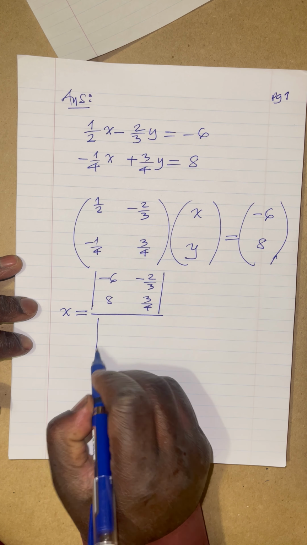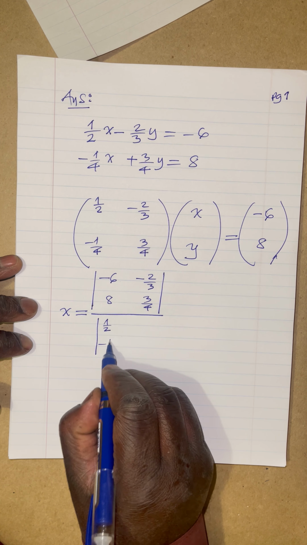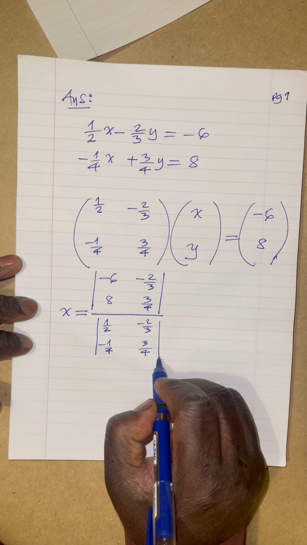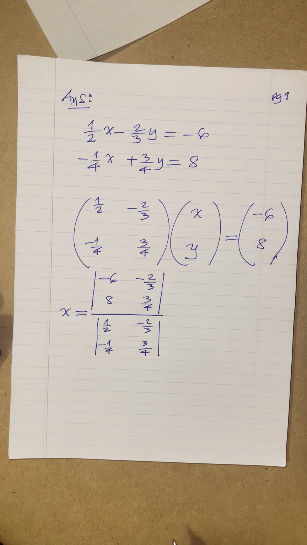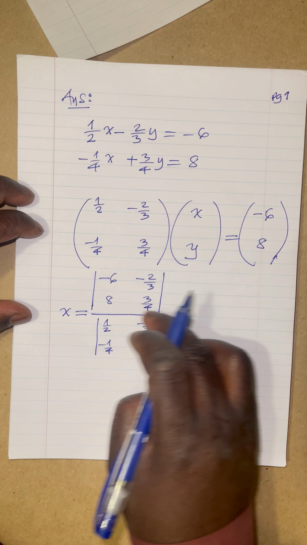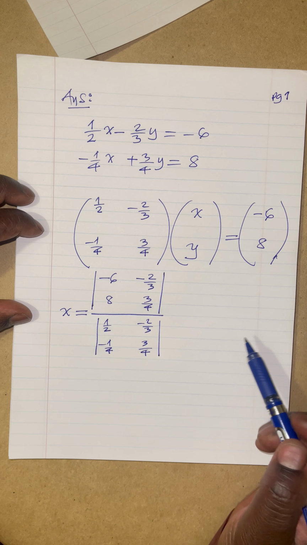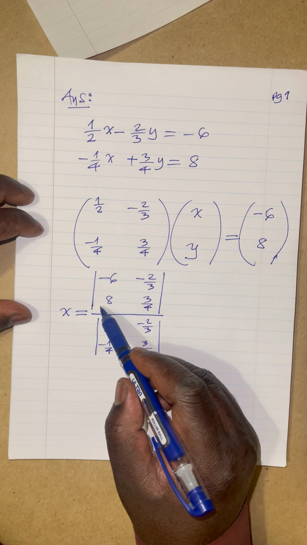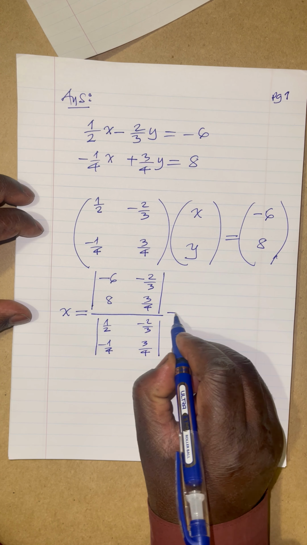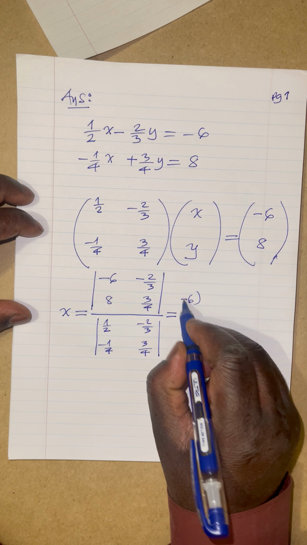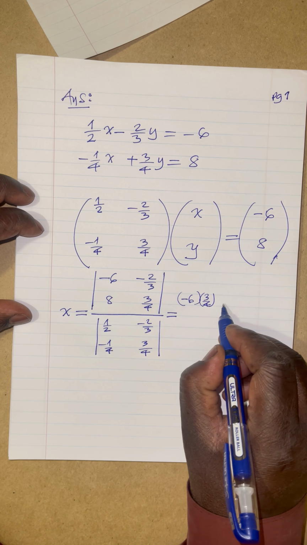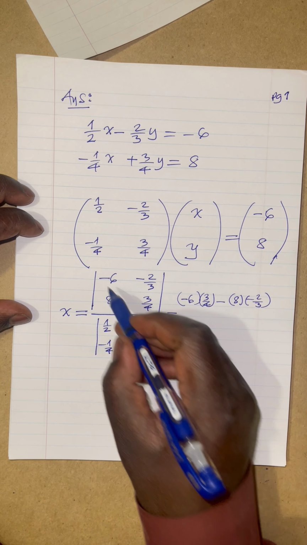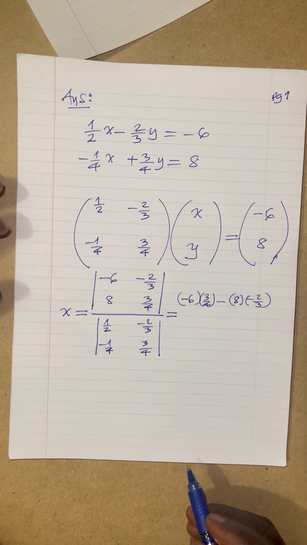So determinant of that, half, and then we have minus a quarter, and then we have minus 2/3 and 3/4, determinant of that. Now, how do we work out the determinant of a 2 by 2 matrix? Because this is basically a 2 by 2 matrix. You multiply elements on the right diagonal, subtract the product of elements on the left diagonal. So basically, I'm saying this is equal to minus 6 times 3/4, and then minus 8 times minus 2/3. Product of elements on the right diagonal minus product of elements on the left diagonal.